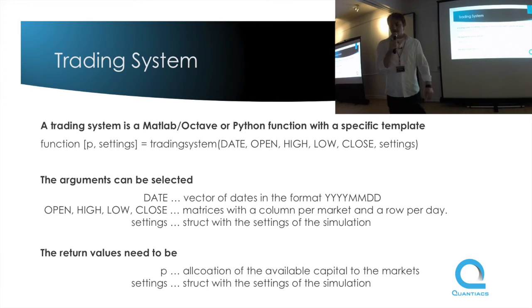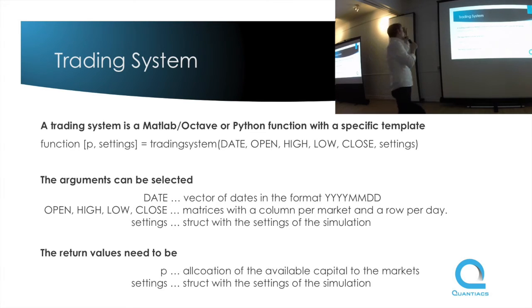You can select the arguments that you want to use, simply by leaving them away in the declaration, in the function header. If you don't need the high and the low, then just leave them away and you don't get the data for them. You don't need it for your computations.